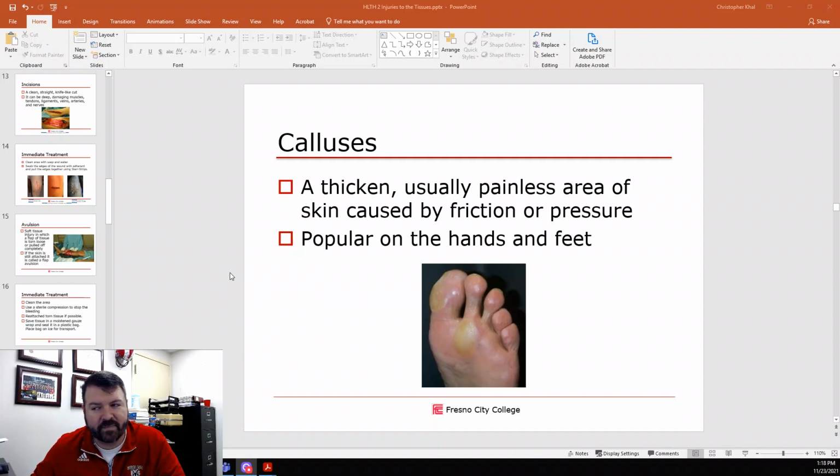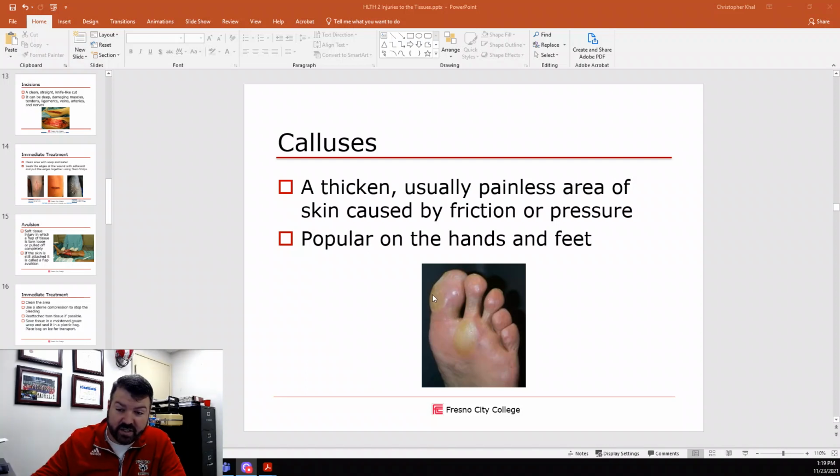So calluses. Calluses are a thickened, usually painless area of skin caused by friction or pressure, usually a combination of the two. You're going to have them mainly on the feet, sometimes on the hands. They can cause some pain, especially when they get really big. Like these are some pretty good ones. Usually they'll happen inside the foot, in the areas of higher friction.